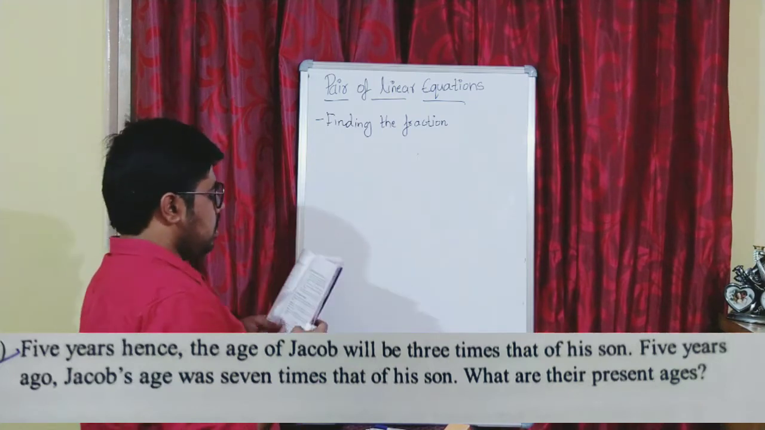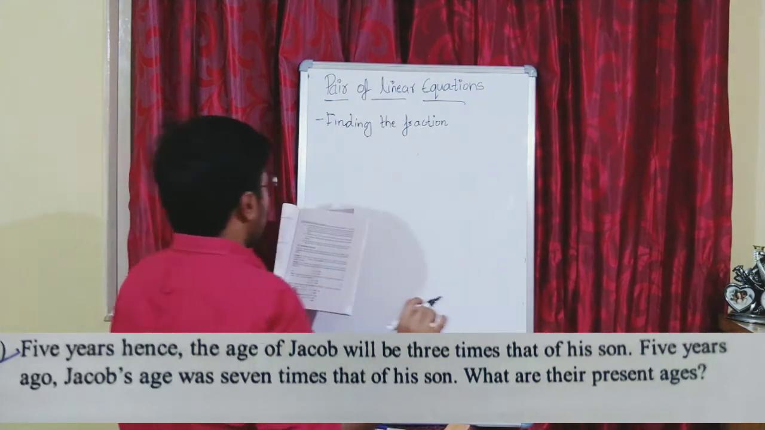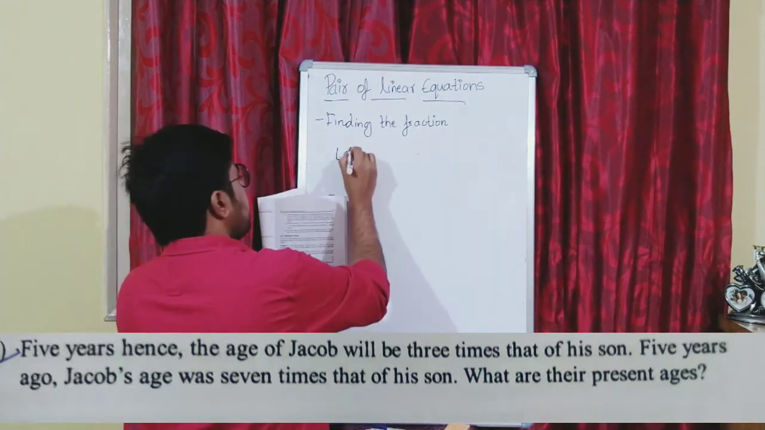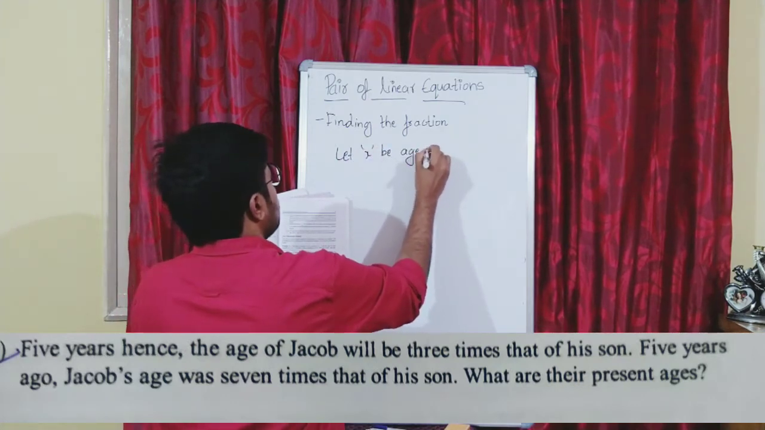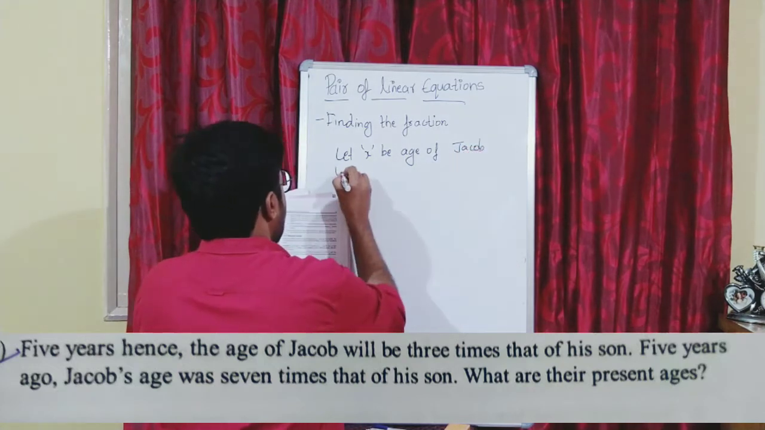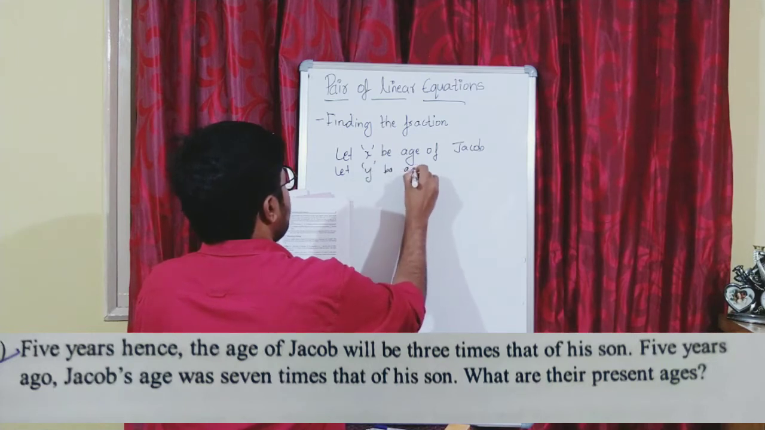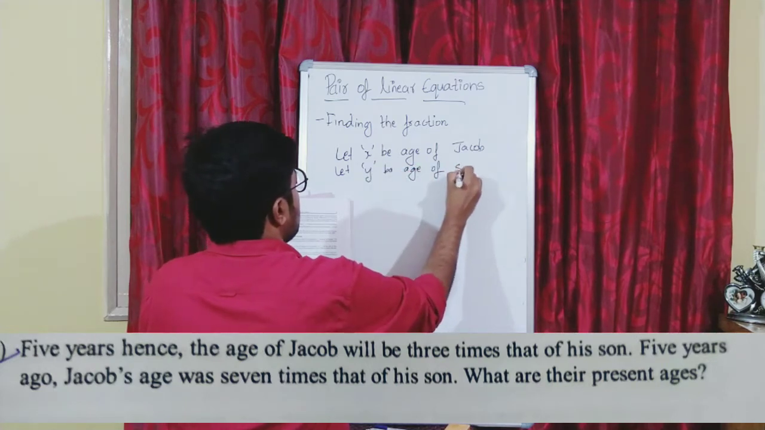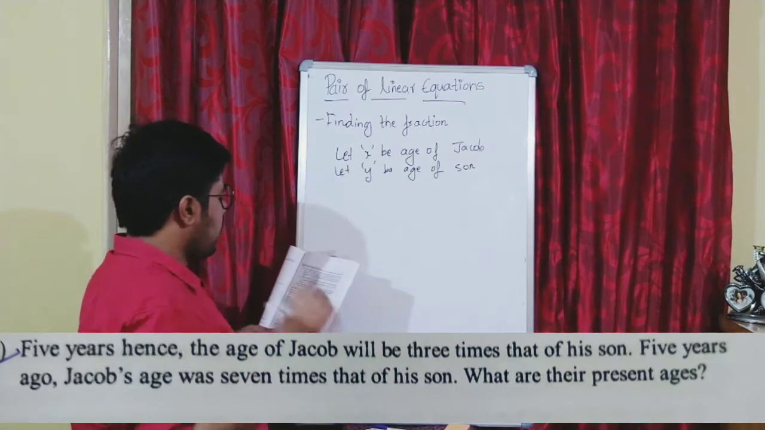Now there is a full stop here, and you get one equation. So let us consider, let x be the age of Jacob. Let y be the age of the son. You have to write this. Okay, this is the first step. Next, now let us comprehend this.